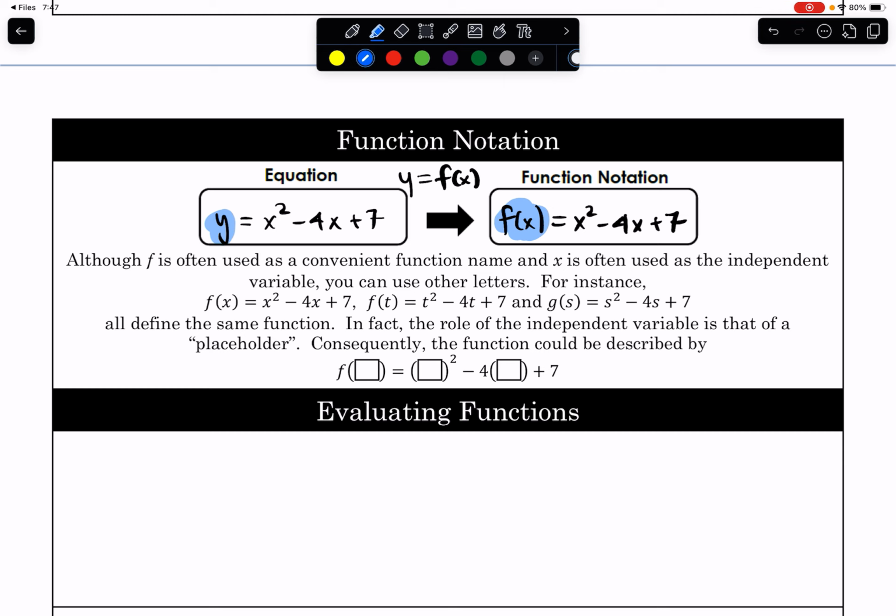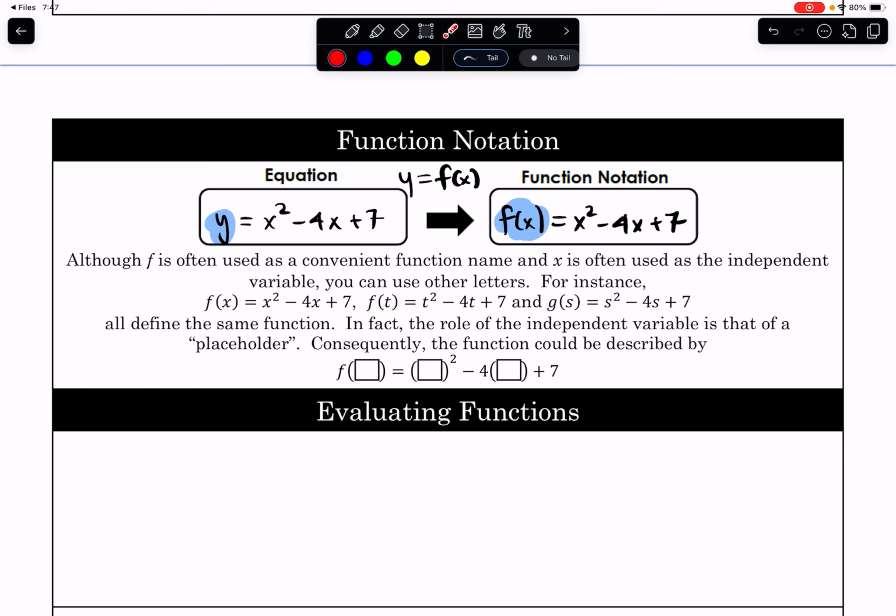And although f is often used as a convenient function name and x is often used as an independent variable, you can use other letters. For instance, instead of this function being referred to as f of x is equal to x squared minus 4x plus 7, we can change the input value to t and call the function f of t, where we have t squared minus 4t plus 7.